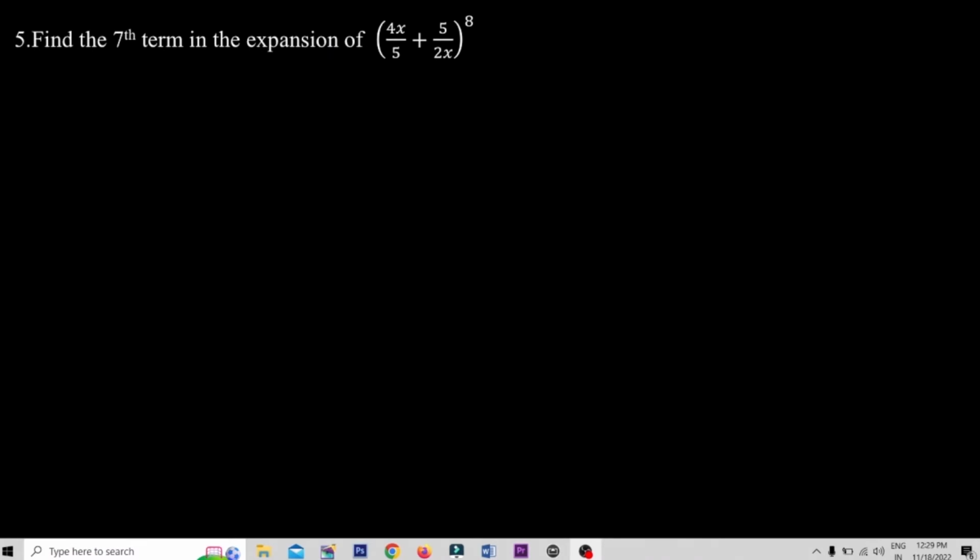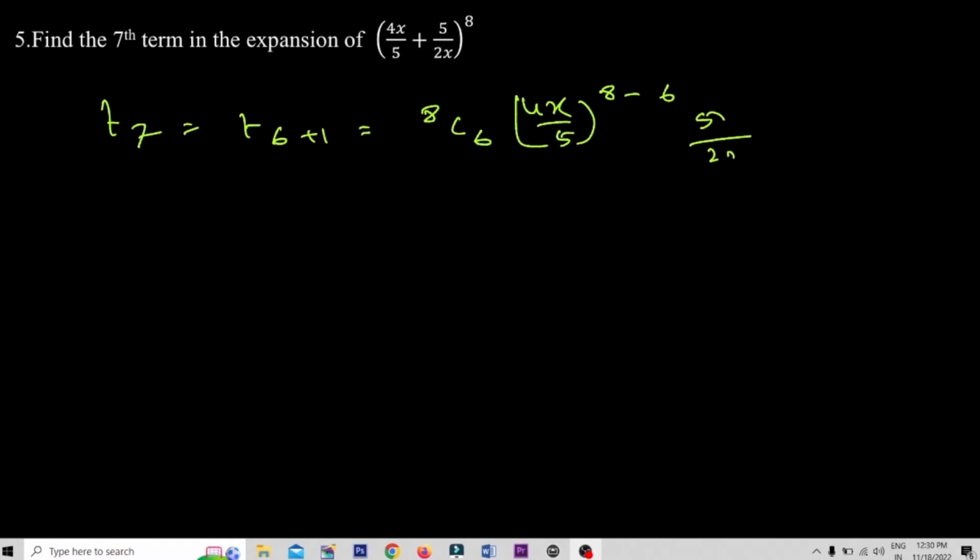Sum number 5 of Bhattacharya. Find the 7th term in the expansion. So T7 equals T6 plus 1. We are getting here 8C6, first term whole to the power 8 minus 6, and second term whole to the power 6.